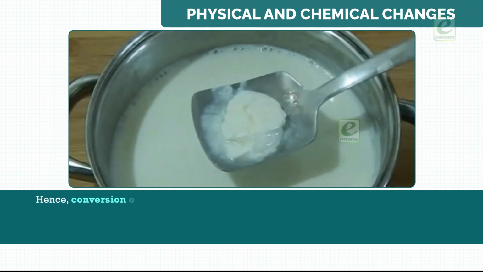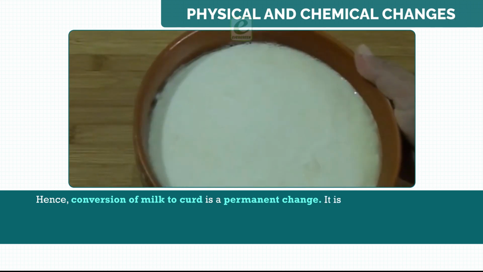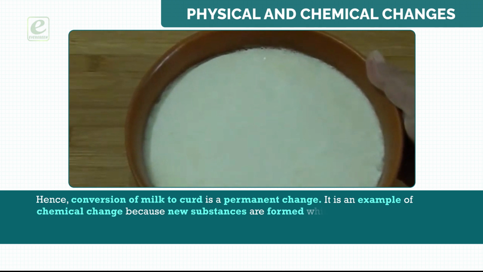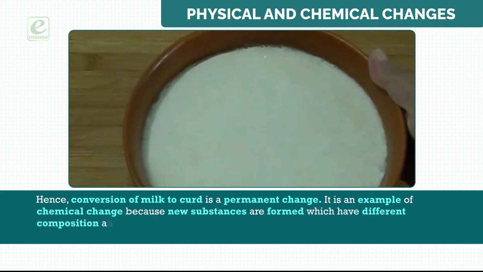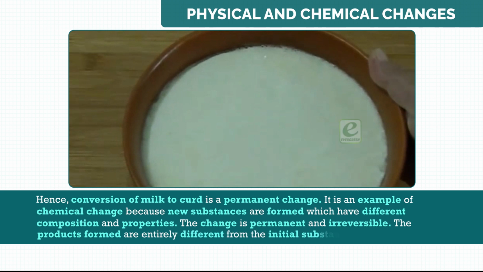Hence, conversion of milk to curd is a permanent change. It is an example of chemical change because new substances are formed which have different composition and properties. The change is permanent and irreversible. The products formed are entirely different from the initial substance.